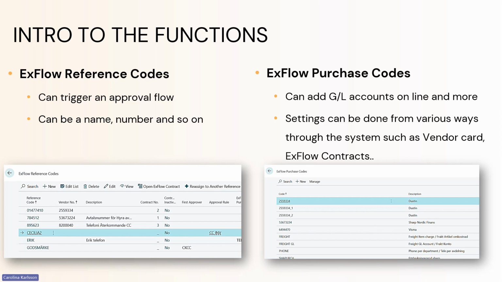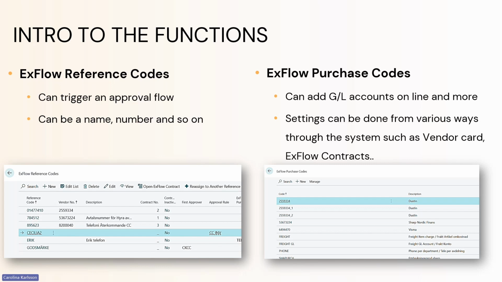And a reference can be someone's name, it can be a phone number, it can be variations of spelling. So let's say that you have a vendor that has not written a name in the correct way, then it can be a variation of that, or actually anything else that you interpret when you import a document. So there's reference codes, and then we have ExFlow purchase codes.